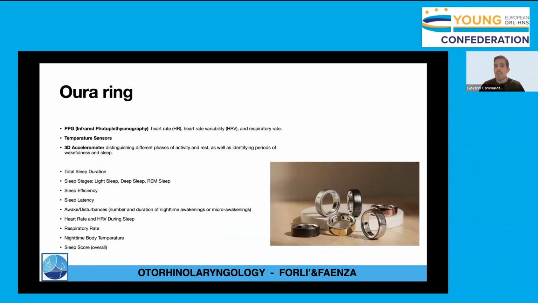I would like to go through some devices available in the market. It's not publicity, but I would like to talk about each one's characteristics. The Oura Ring is very popular in the United States. It works with 3 main sensors: infrared photoplethysmography to score the heart rate, heart rate variability and respiratory rate; temperature sensors that can help us understand if the patient is awake or not; and a 3D accelerometer, also useful to understand wakefulness and sleep. There are several parameters coming out from these recordings, and an overall sleep score that tells you if the quality of the sleep is good or not.